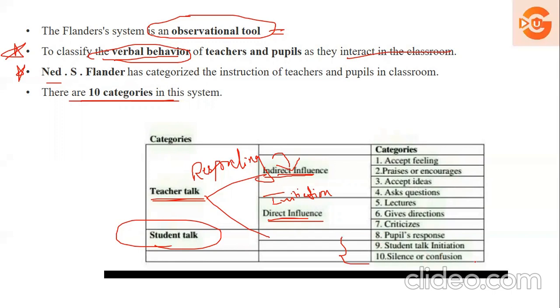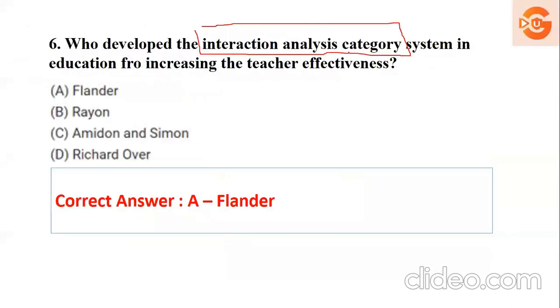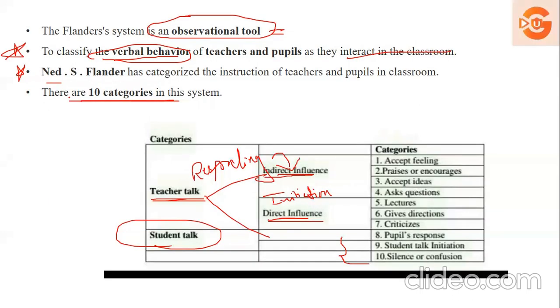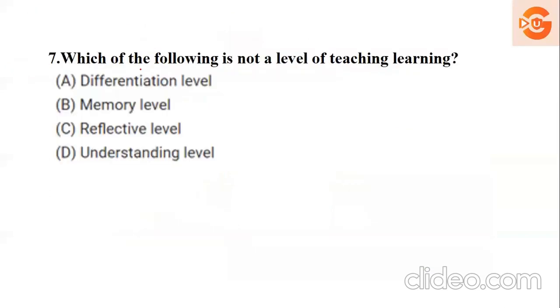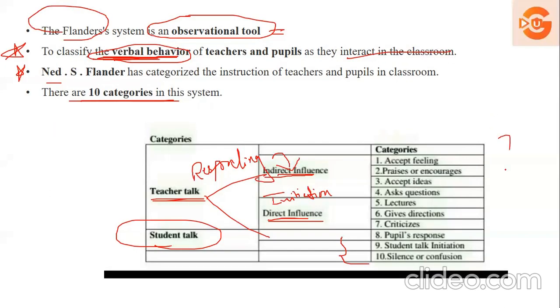So these are the 10 categories which come under the interaction analysis category given by Flanders. Here you may get a question on the name, who has developed it, which is already there. Which type of behaviors are judged? You just have to keep this in mind, it's only verbal behavior. And what type of categories are there? They may give you any of the categories, either to pick the wrong category, or to have a category between teacher and student talk. So you have to read this carefully once.